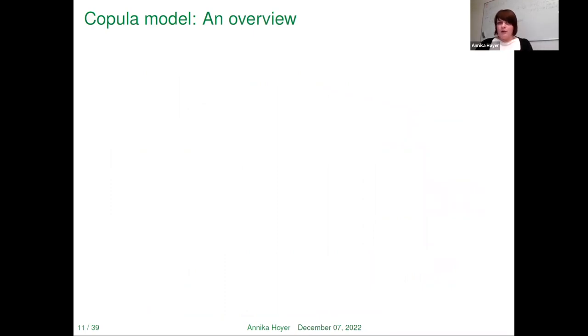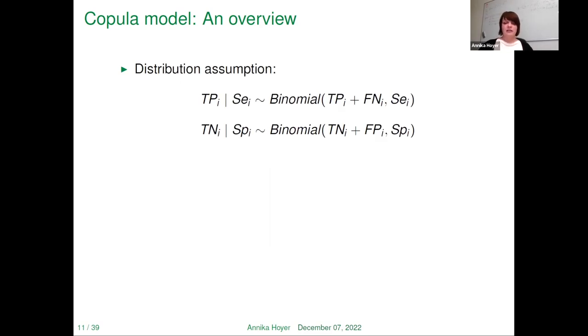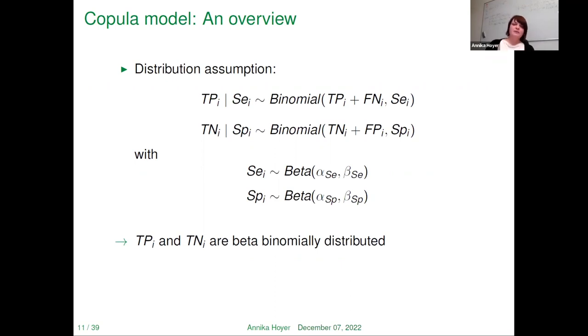For this, I would like to give you a really short overview of what is meant by such a copula, because a copula can be applied in a wide range. So it's not limited to applications in diagnostic tests or applications in econometrics. It can be applied in nearly every field in epidemiology. So what does a copula do? We have our basic distribution assumptions, our starting point, that the true positives and true negatives are binomially distributed with sensitivity and specificity as success probabilities. We assume that sensitivity and specificity are beta distributed and aim to estimate the values, the parameters of the beta distribution. This leads to the fact that our true positives and true negatives, as said before, are beta-binomially distributed.